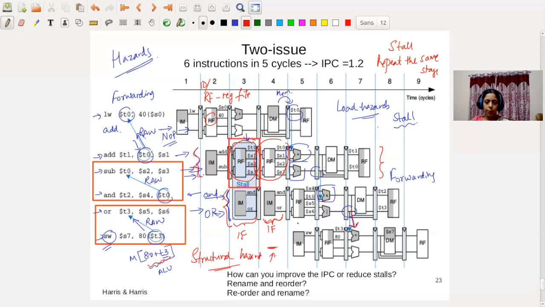And the instruction fetch for the next bundle starts in this cycle, which is cycle 5. So now what we have essentially done is this: there are 6 instructions, and we're fetching the 6th instruction in the 5th cycle. So essentially it is 6 instructions in 5 cycles, and therefore the IPC is 1.2.